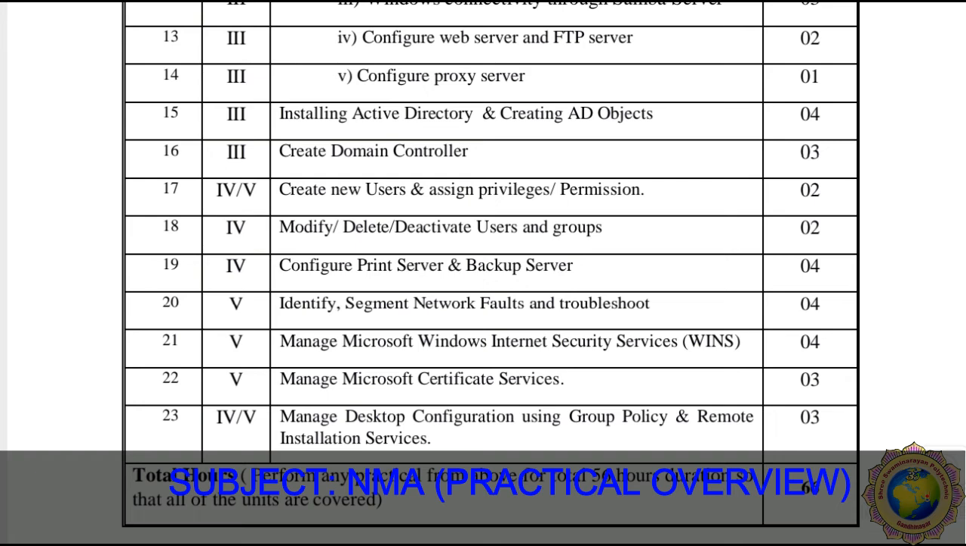Then manage Microsoft certificate services, and then manage desktop configuration using group policy and remote installation services. So dear students, perform all these practicals, any of the practicals from above, for a total 56-hour duration, so that all of the units are covered. So dear students, this is basic knowledge about our practical session. I hope you all easily understand this practical overview. Okay, thank you.